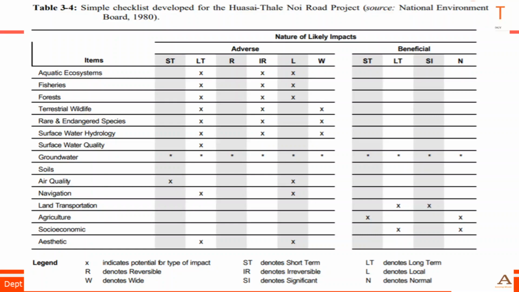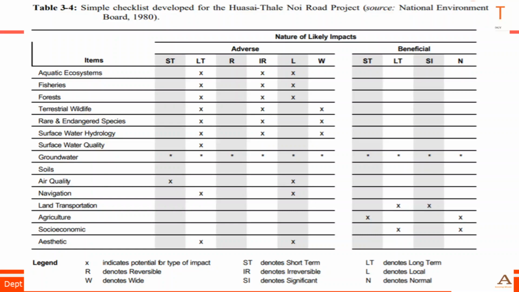They have categorized the impacts into two types: adverse impacts and beneficial impacts. Adverse impact is negative impact, beneficial is positive impact. And they have listed down all the factors on the left hand side, that is aquatic ecosystems, fisheries, forests, terrestrial wildlife, rare and endangered species, surface water hydrology, meaning whatever water is on the land surface, the quality of that surface water, groundwater that is below the ground level, soils, air quality, navigation, transportation on land, agriculture, socio-economic aspects, aesthetic aspects. So these are the factors that are getting affected by the project.